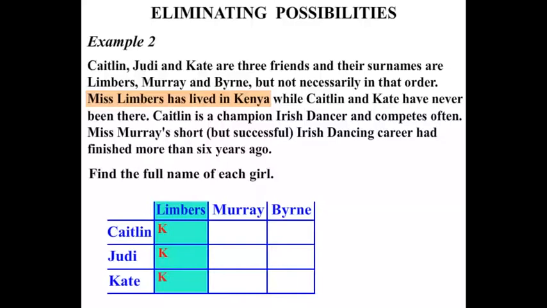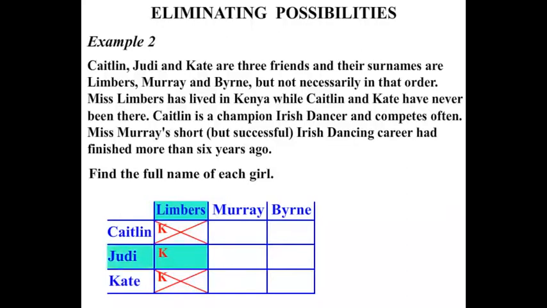K for Kenya. Now we're told that Caitlin and Kate have never been there. So where we've got Caitlin next to the K for Kenya, we can cross that out. Same with Kate. All right, Kate hasn't been to Kenya, so let's cross that out as well. And straight away we've already got one answer. In the Limbers column, the only one that's not crossed out is for Judy.